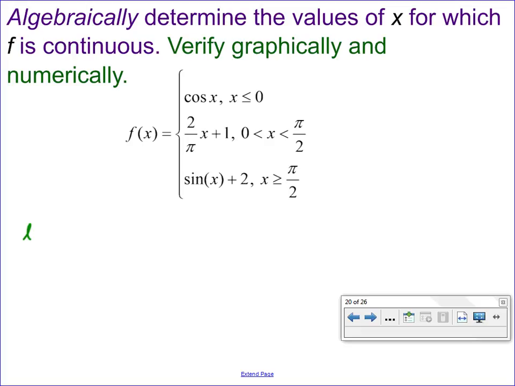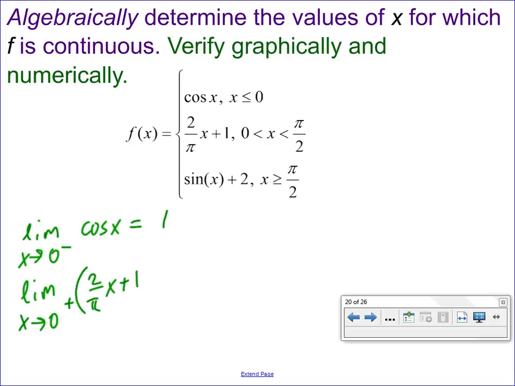Left-hand limit as x approaches 0. We'll use the top definition, and we're doing functions straight up. So as x approaches 0 from the left, cosine approaches 1. You guys get 1? Right-hand limit at x equals 0. So the limit as x approaches 0 from the right of, now we have to do 2 over pi x plus 1. Is 0 in the domain of my expression? Yes. So I get 2 over pi times 0 is 0 plus 1 equals 1.